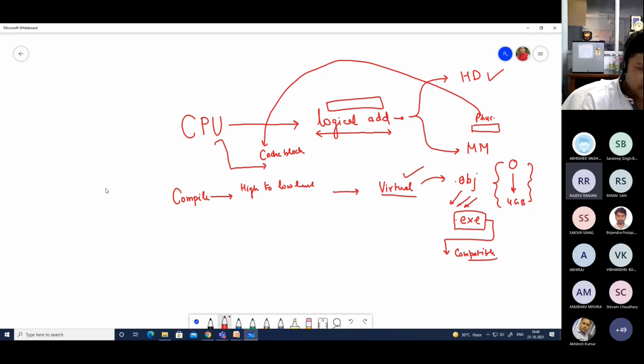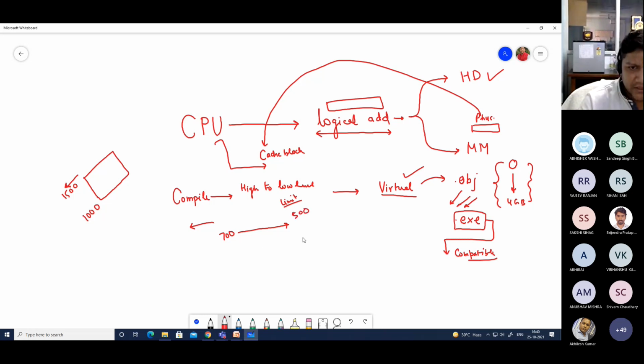So what is happening? Suppose there is a memory whose base address is 1000 and the size of this is 1000 to 1500. A logical address comes, say 700 is a logical address. A logical address will come. You'll check the limit. The limit right now is 500. No, it is greater than that. It is an error for this hole.